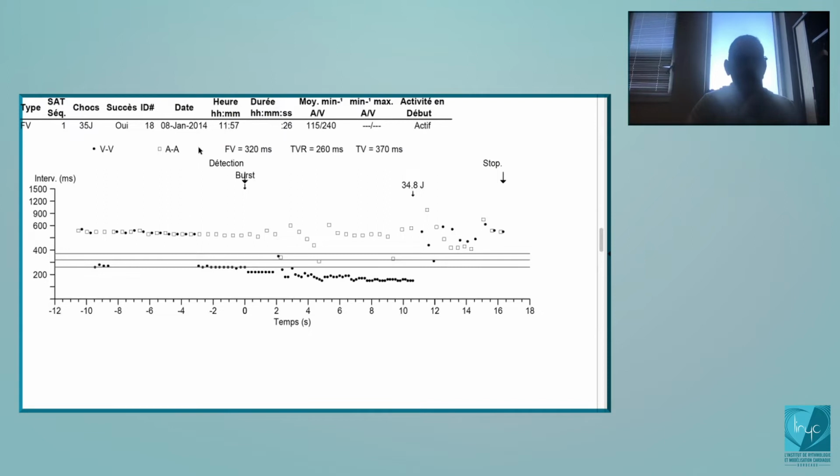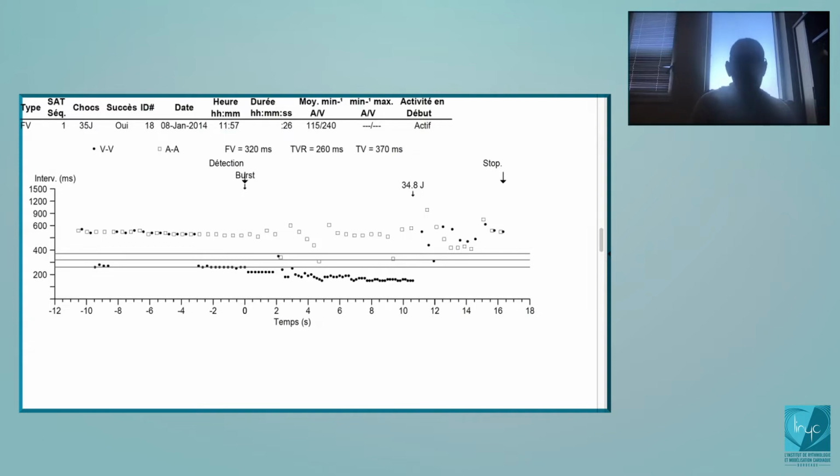So I'm sorry, it's written in French, but what do you think here? Is it the same tracing, or another tracing from the same patient? Okay. The patient was implanted in primary prevention, never experienced any ventricular arrhythmia. He was implanted, and after 2 months, he came back for an electric shock.